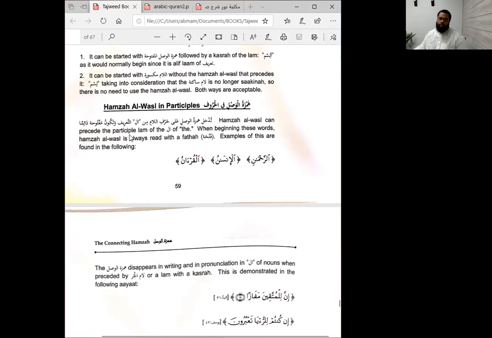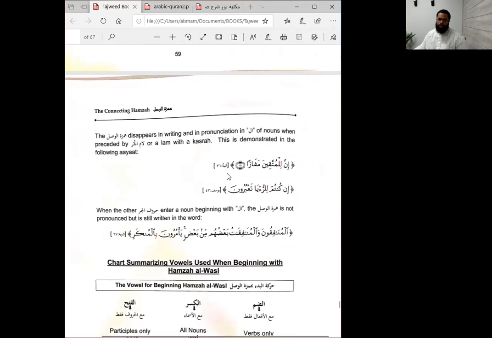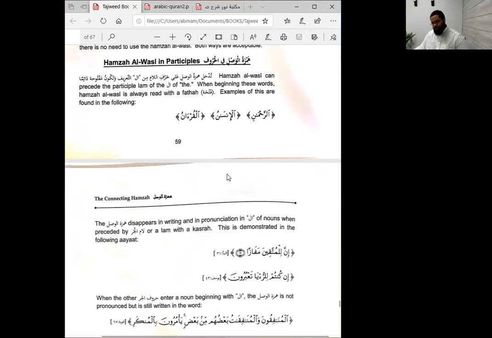So Hamzatul Wasl can precede the participle lam of the al, right? Of the. When beginning these words, Hamzatul Wasl is always read with a fatha. Examples of this are found in the following: Ar-Rahman, Al-Insan, Al-Quran. If you begin with Hamzatul Wasl, you pronounce it. If you don't begin with it, you don't pronounce Hamzatul Wasl.